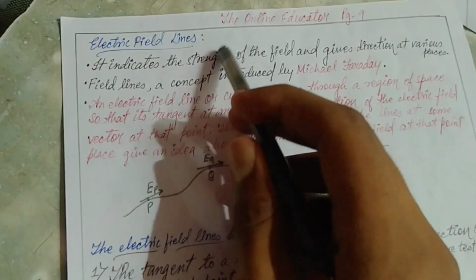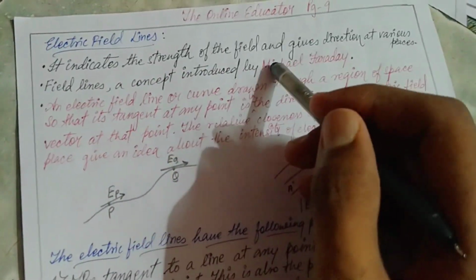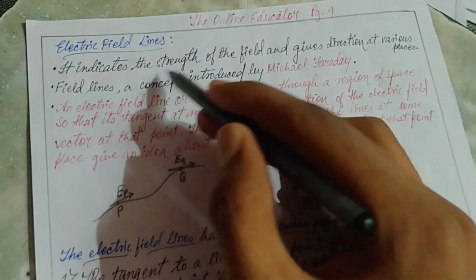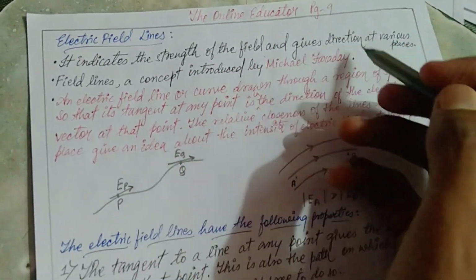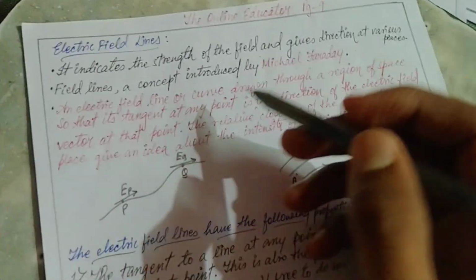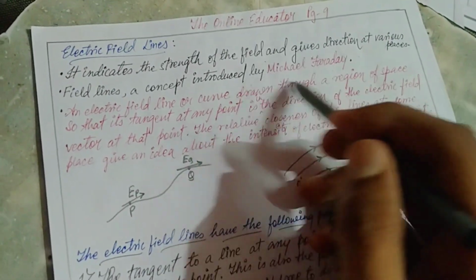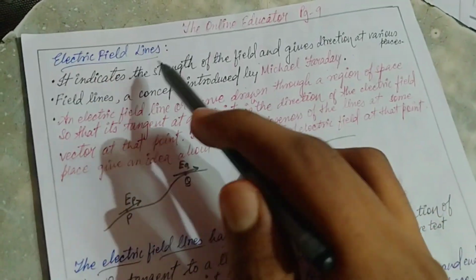Now we come to the point of electric field lines. They indicate the strength of the field and give the direction at various places. Field lines are a concept introduced by Michael Faraday. So this is the man who introduced the concept of field lines.